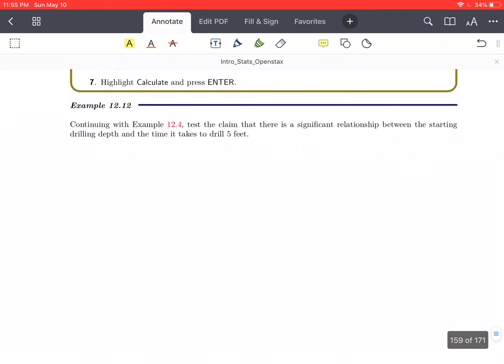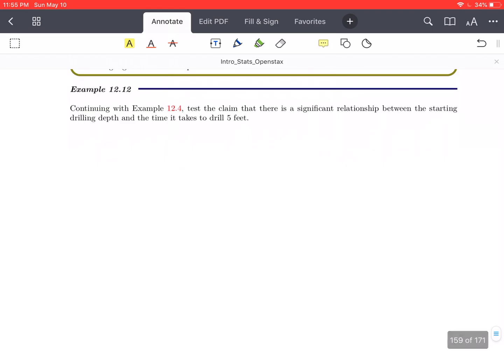So using the same example that we've been using, test the claim that there is a significant relationship between the starting drilling depth and the time it takes to drill 5 feet. So we saw in the previous section, when we looked at the coefficient of determination, we said that the line has about 60% explanatory power, which indicated that there was a pretty strong relationship between the two variables. But now let's see how good this line is at explaining that linear relationship.